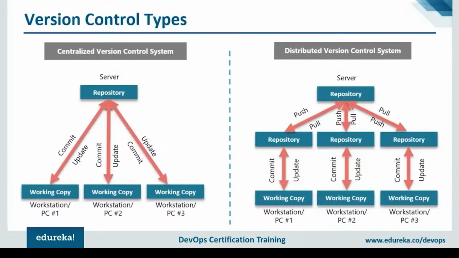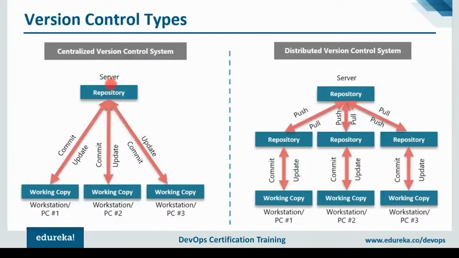Now, let's get into the different types of version control system. Well, there are three types of version control systems: the local version control system, the centralized version control system, and the distributed version control system. So when you talk about local version control system, it is where many developers are working on the same version.